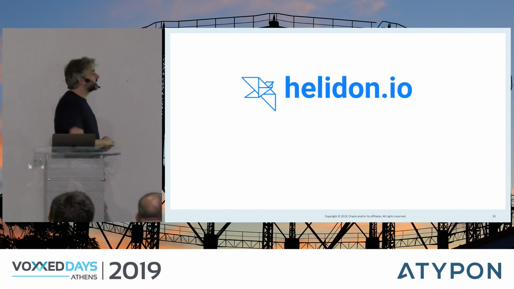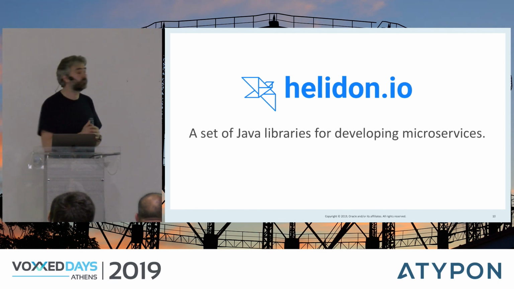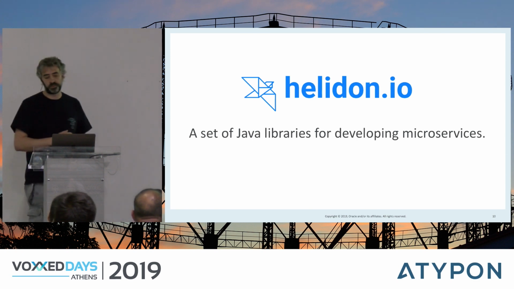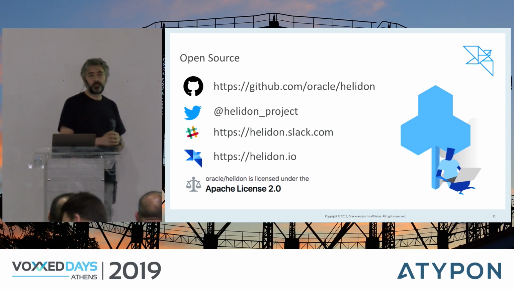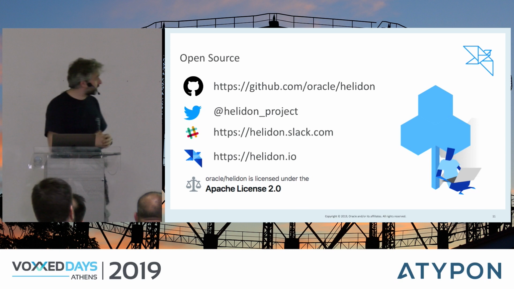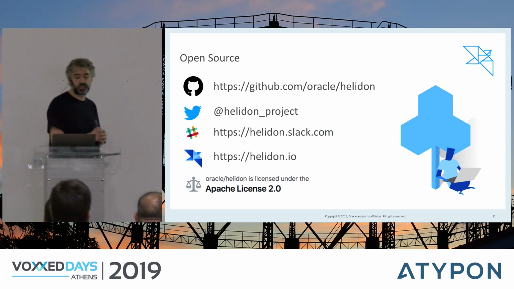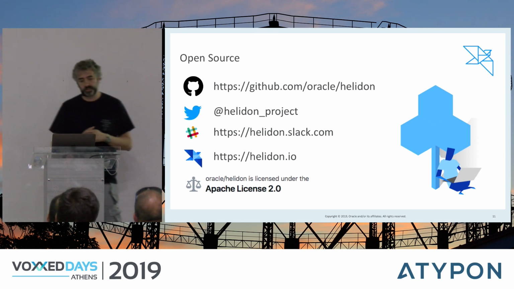Now, what is Helidon.io? Simply put, Helidon.io is a set of Java libraries for developing microservices. Everything is open source, on GitHub, under the Apache v2 license. You can follow us on Twitter. We have a public Slack channel where the team behind the project answers technical questions.